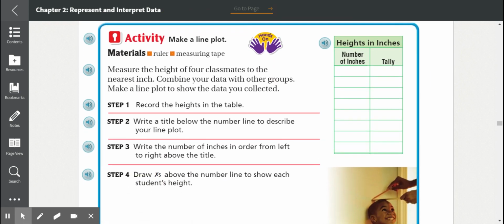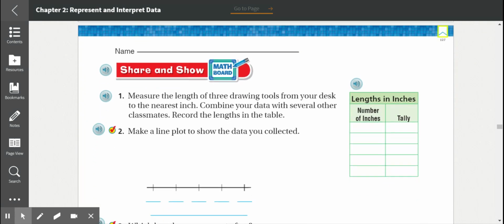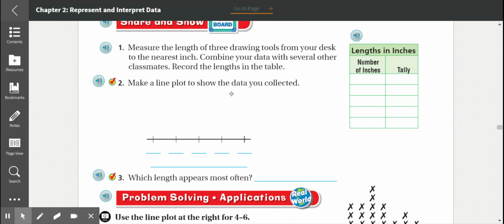Okay, we're going to skip this next part because it's about heights of different people. And we're going to go on to the next page where we're going to use a tally table over here and then transfer the data to a line plot. Measure the length of 3 drawing tools from your desk to the nearest inch. Combine your data with several other classmates. Record the lengths in the table.